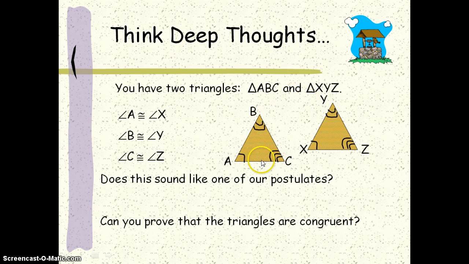No, this is just dealing with angles. So this would be angle, angle, angle, or AAA. Can you prove that the triangles are congruent? The answer is no. This is a huge no. If you ever just have angle, angle, angle, you cannot prove that the triangles are congruent. Angle, angle, angle will never, ever, ever prove that.